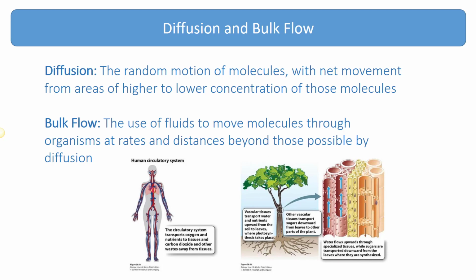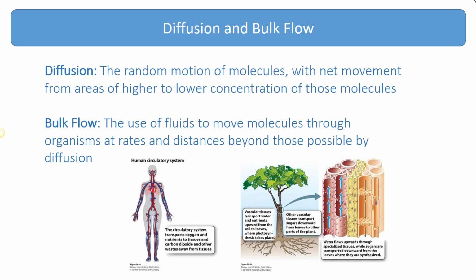Bulk flow, on the other hand, is the means by which fluid pressure is used to move molecules through organisms at rates and distances beyond those possible by simple diffusion alone. Bulk flow is seen in animals when pumping blood through the circulatory system to deliver oxygen to and remove carbon dioxide from tissues that are at great distances from the lungs. Other complex organisms also rely on bulk flow. For example, trees must transport water upward from their roots to their leaves and sugar downward from leaves to other parts of the plant.